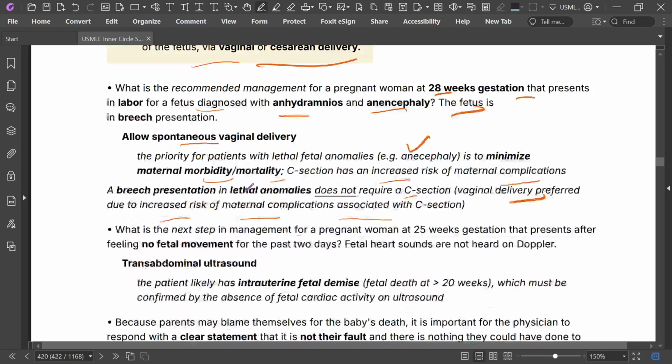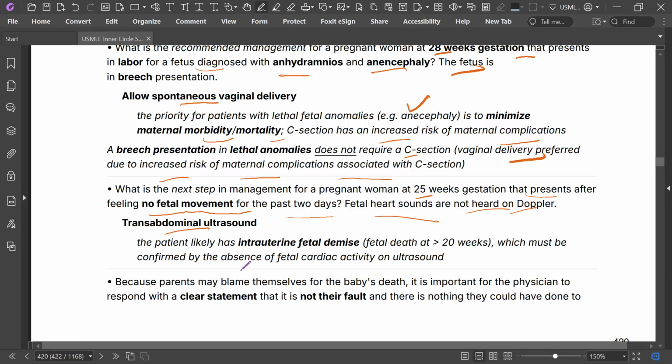What is the next step for management of a pregnant woman at 25 weeks of gestation? She presents after feeling no fetal movement for the past 2 days. Fetal heart sounds are not heard on Doppler. You should do a transabdominal ultrasound. The patient likely has intrauterine fetal demise, fetal death more than 20 weeks.